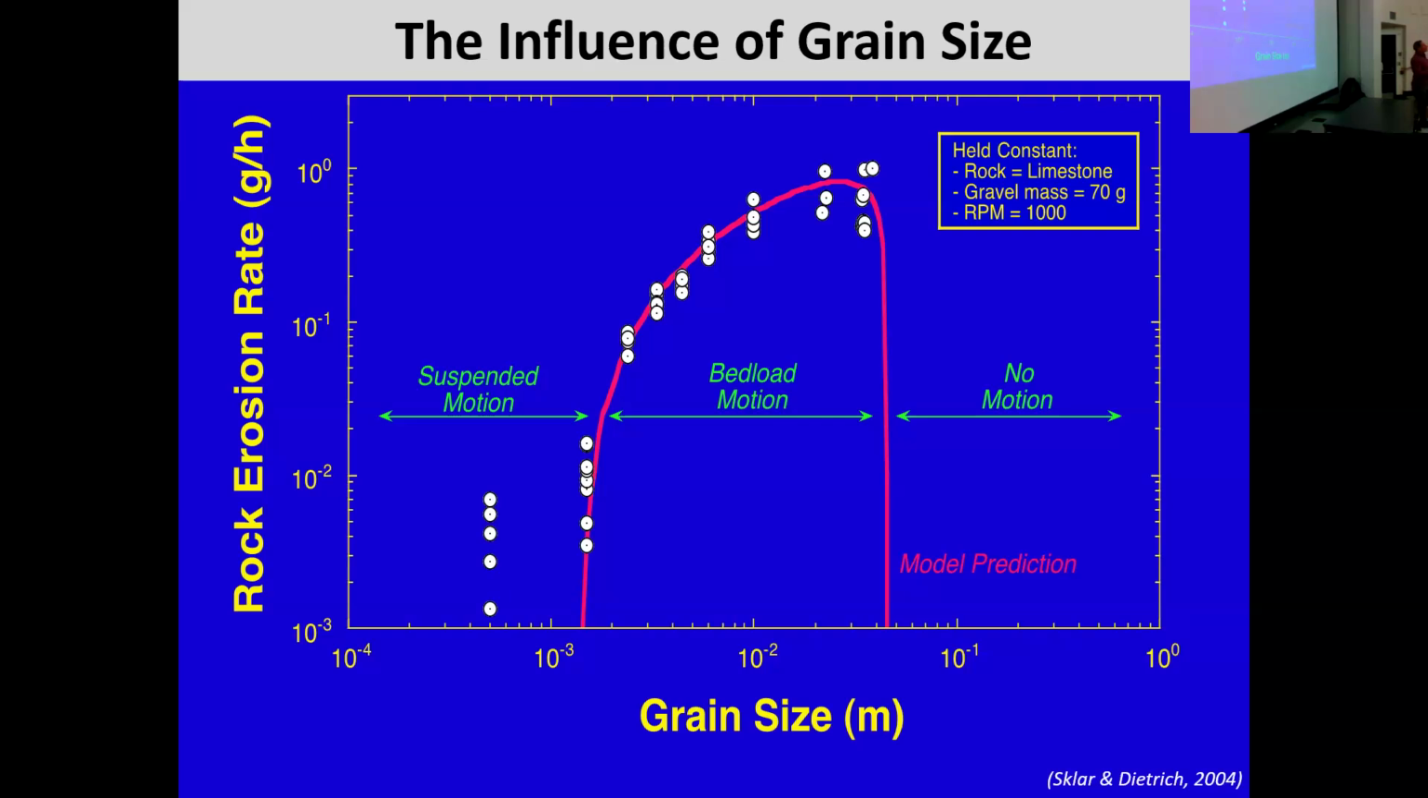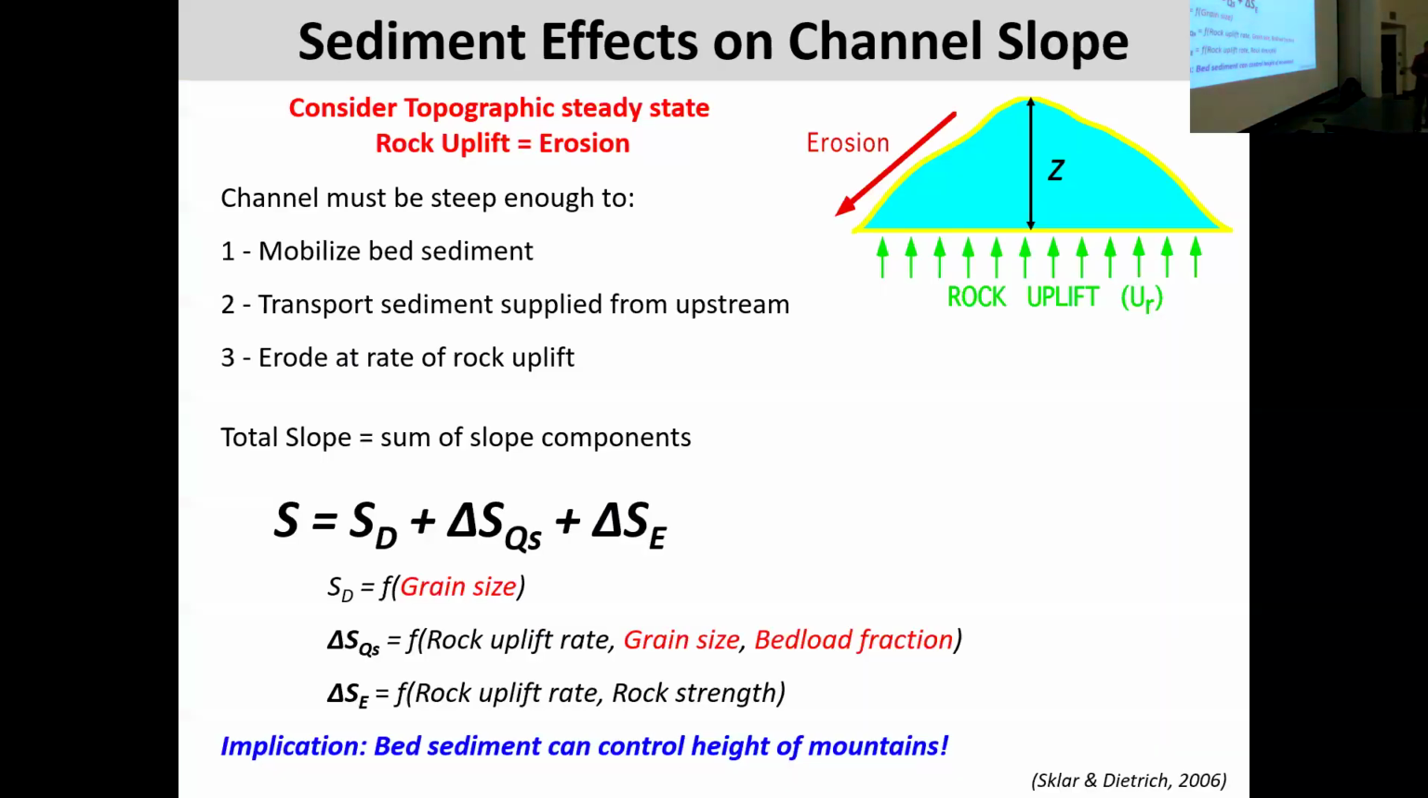So what does this have to do with topography? Well, if you think about a river and its job in a very simplistic way, the channel slope is very sensitive to grain size and these other variables. And so we could imagine that a river has to be steep enough that at steady state, meaning that the erosion rate matches the rock uplift rate in a tectonically active erosional terrain.